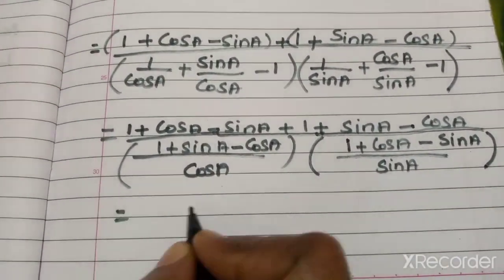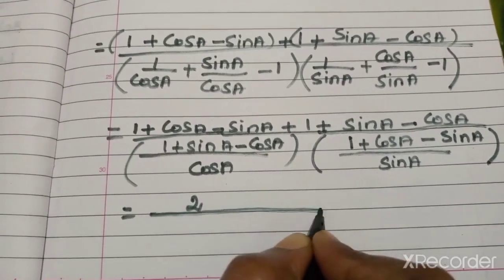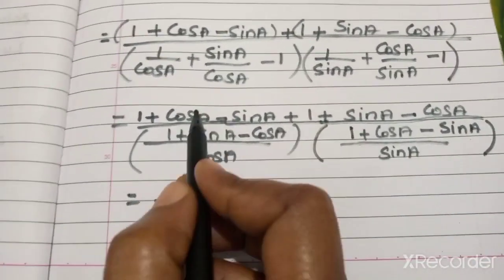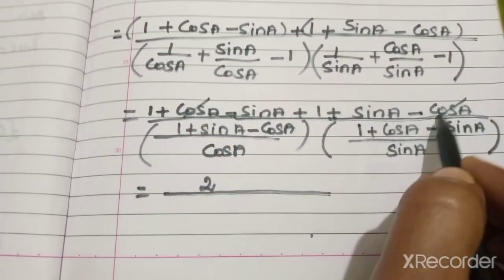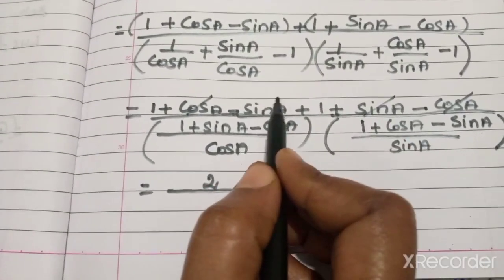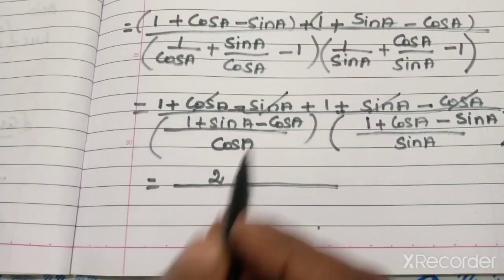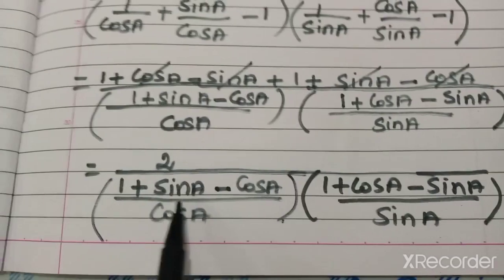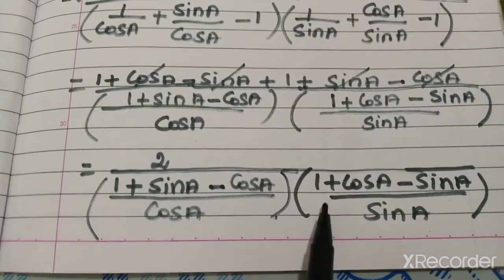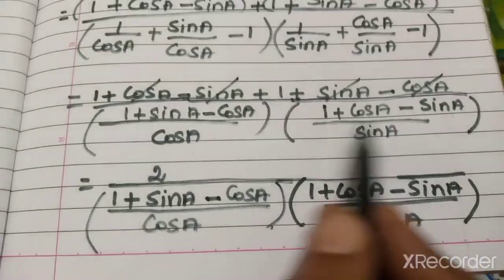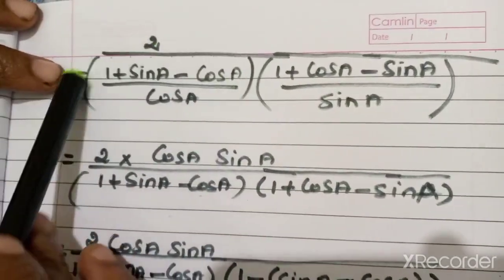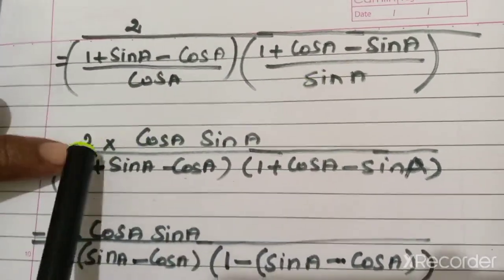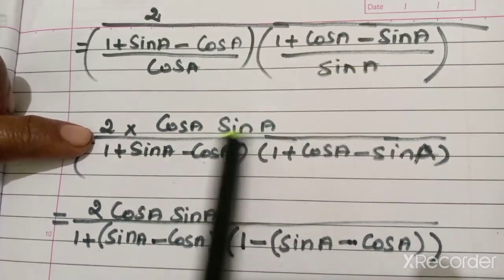Now here 1 can be added, okay. So 2 divided by, here cos A minus sin A, here sin A minus cos A. So plus cos A minus cos A cancels, plus sin A minus sin A cancels. Okay, so 1 plus 1, 2 is there. So denominator as it is can be written 1 plus sin A minus cos A by cos A into 1 plus cos A minus sin A by sin A, as it is. Okay. Now let us bring this division into multiplication. So the denominator term reciprocally can be written. That is 2 into this, cos A sin A will come in the numerator.